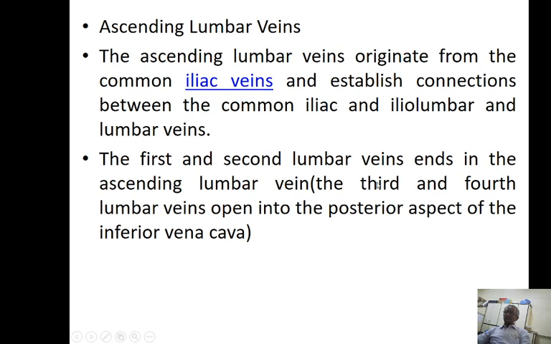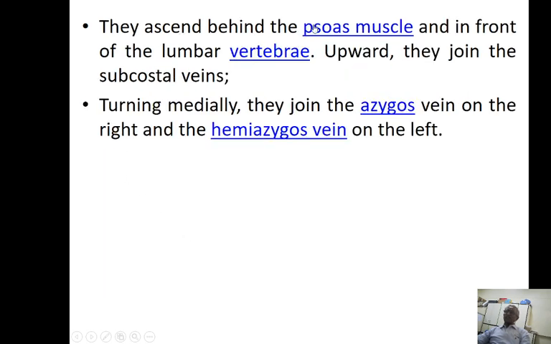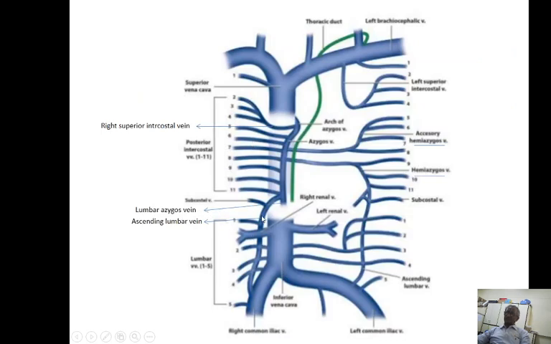The first and second lumbar veins end in the ascending lumbar vein, and the third and fourth lumbar veins open into the posterior aspect of the inferior vena cava. Now they ascend behind the psoas muscle and in front of the lumbar vertebra. Upward, they join the subcostal veins. After joining the subcostal veins, the ascending lumbar veins turn medially. They join the azygos vein on the right side and the hemiazygos vein on the left side.